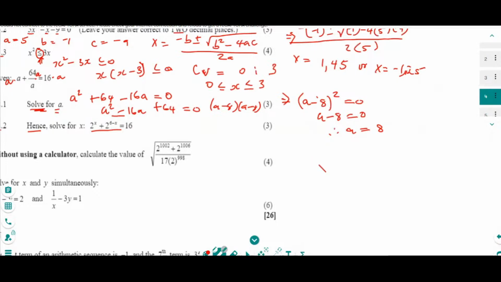Sorry, this ruler must go away. So 2 to the x plus 2 to the 6 minus x is equal to 16. I'll try to rewrite this into the format of a plus 64 over a.